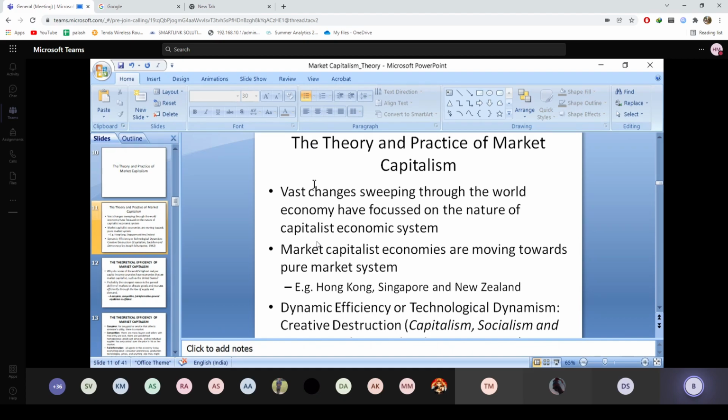Of course, Singapore is one. Singapore has again maintained this, very close to pure market economic systems, and also New Zealand.